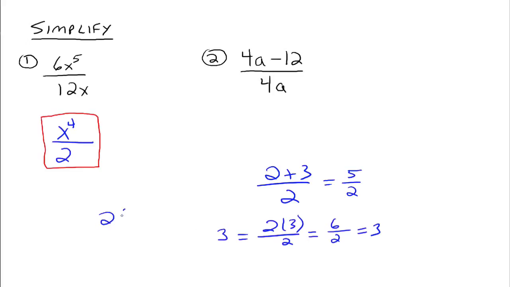2 times 3 divided by 2 is the same thing as 2 over 2 times 3, and the 2 over 2 goes to 1, and 1 times 3 is just 3. Right, that's the mathematics that's really happening. We don't get to do that when it's plus. 2 plus 3 divided by 2 is just going to be 5 over 2, and that's all we can do.